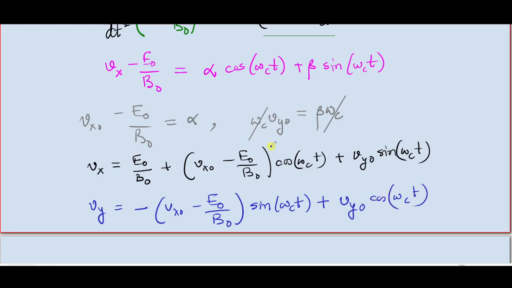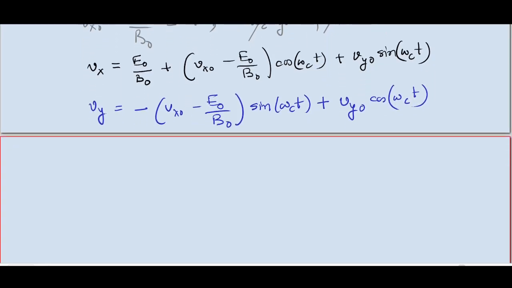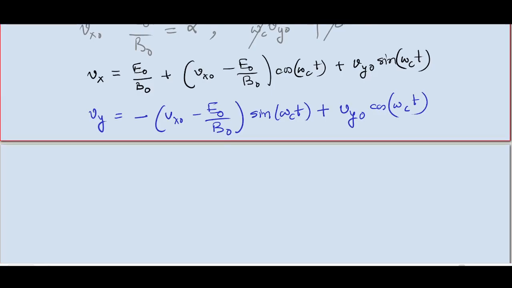Just a check, when you put back t equal to 0 in these expressions, this term goes away. This term becomes Vx0 minus E0 by B0 times 1. Add E0 by B0 to that, you do get Vx equal to Vx0 at t equal to 0. And similarly, it's easy to check that at t equal to 0, Vy becomes simply Vy0. So, at least the initial conditions definitely fit. It's supposed to. After all, we put in the initial conditions in our solution. This is just a check that we have not messed up the calculation. At least, if we had messed up the calculation, the chances are we would not have got the initial conditions right.